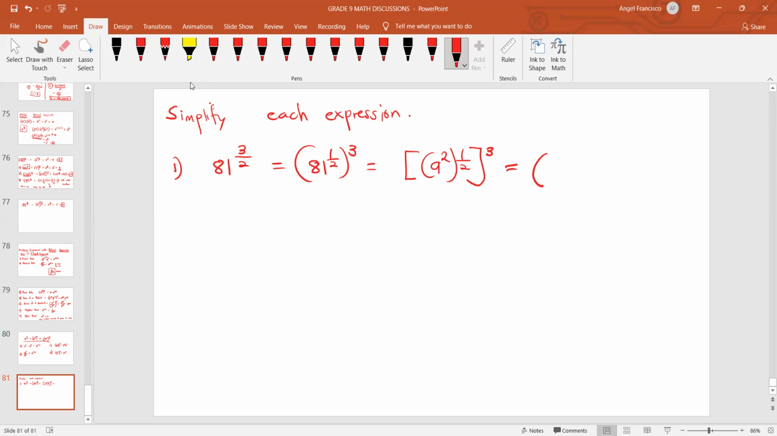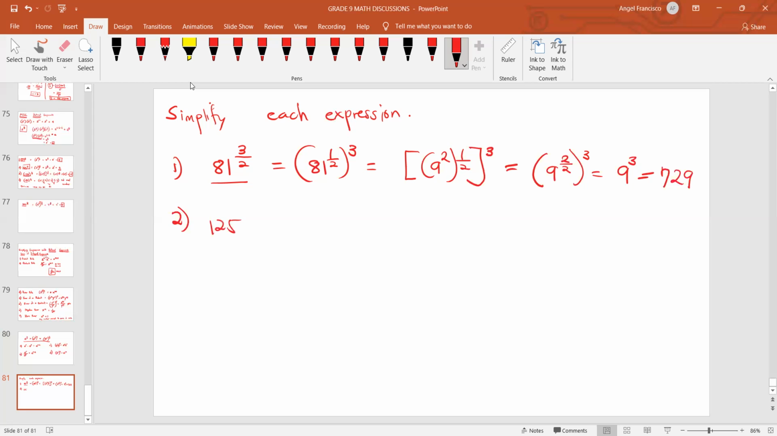So we can say that 9, pag minultiply natin ito, 2 over 2. Okay? Raised to the power of 3. So you have 9, siyempre ari 1. So 9 raised to the power of 1, 9 yon. So 3 na lang ang natitira. So 9 cube is equal to 729. So that is the value of this 81 raised to the power of 3 halves. Okay? So kailangan yung pakaisipin kung alin yung pwedeng masimplify ng mabilis.